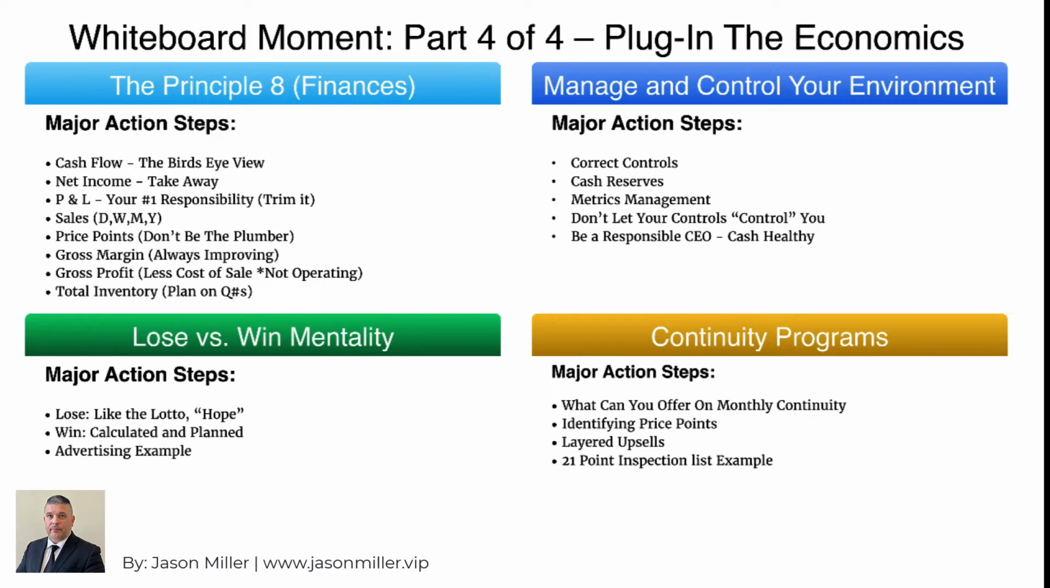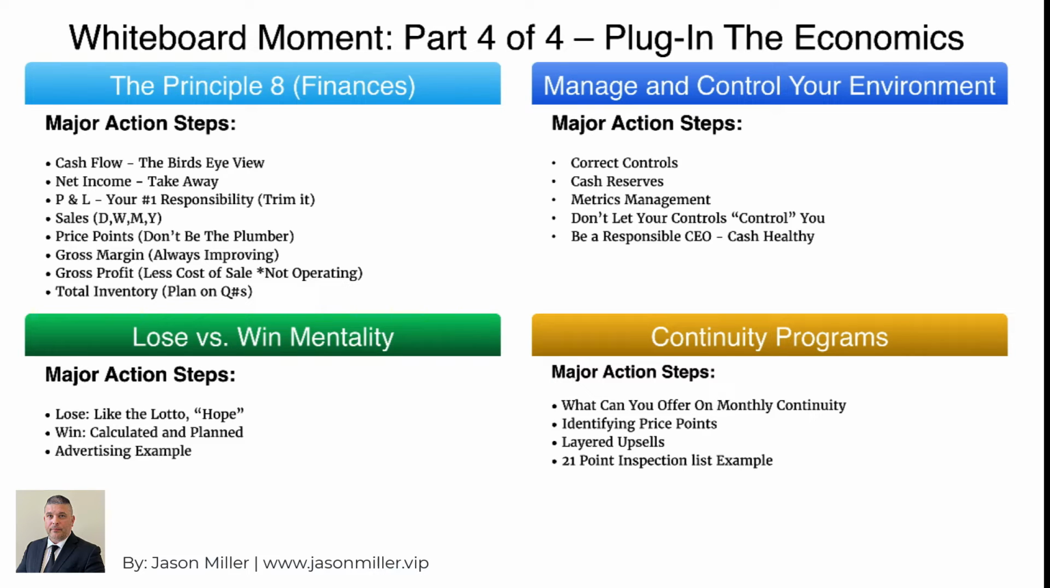Okay, so know the price points of your product, know the competition, and know how those price points strip out to net. Okay, gross margins, you always want to be improving your gross margins where you can. Gross profit is less the cost of the sale, nothing to do with operating cost. That's your COGS.